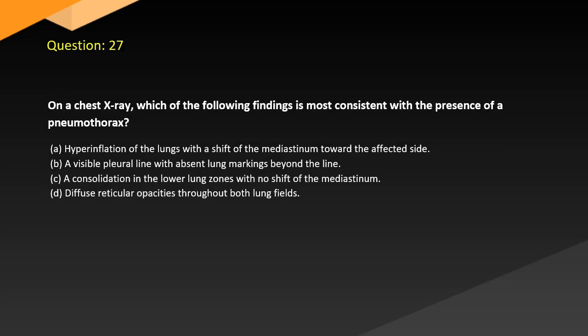Question 27. On a chest X-ray, which of the following findings is most consistent with the presence of a pneumothorax? A. Hyperinflation of the lungs with a shift of the mediastinum toward the affected side. B. A visible pleural line with absent lung markings beyond the line. C. A consolidation in the lower lung zones with no shift of the mediastinum. D. Diffuse reticular opacities throughout both lung fields.